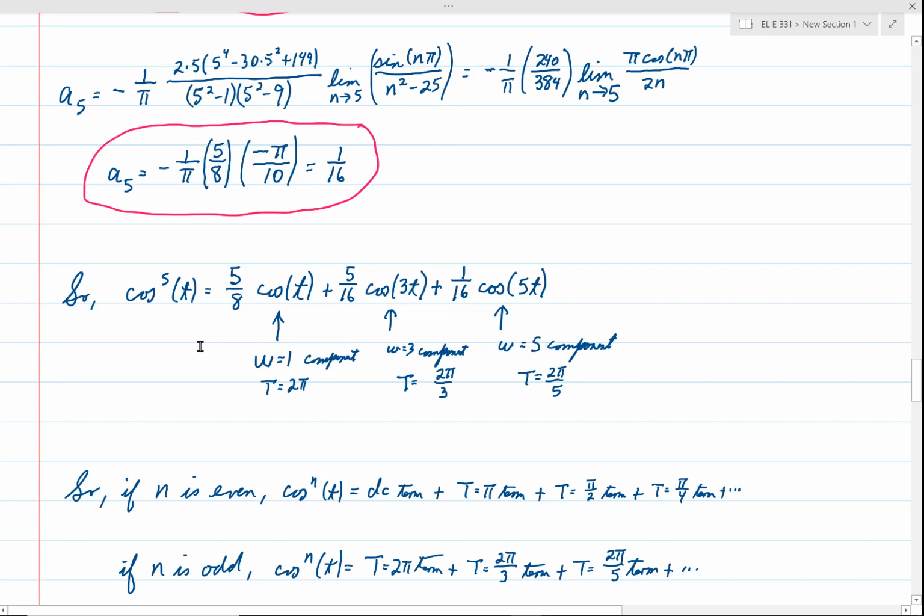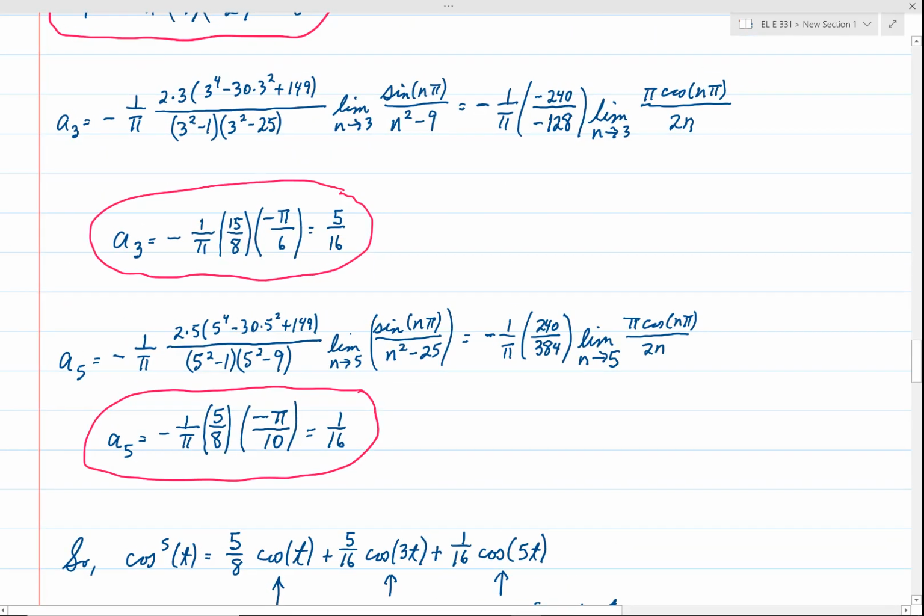So what we can say is, when you have an odd power of cosine, the first term is going to be cosine of t, and so it will have a period of 2 pi, and the others will be like this: 2 pi over 3, 2 pi over 5, 2 pi over 7, 2 pi over 9, and so the overall period will be 2 pi when you have an odd power of cosine.